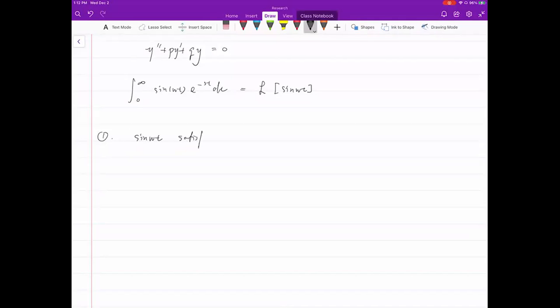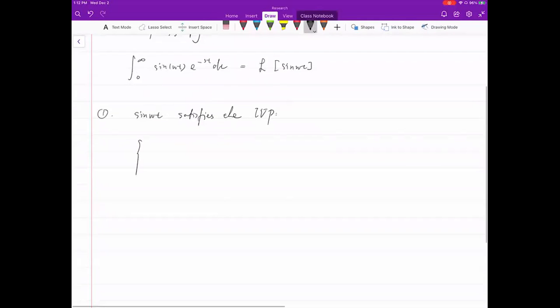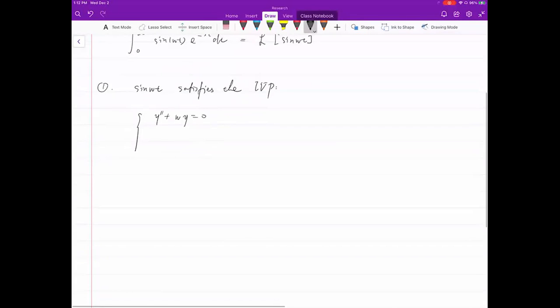satisfies the initial value problem, that is y prime prime plus omega squared y equals 0. We know both sine and cosine satisfy this differential equation, so the difference between them will be the initial condition. This will work for sine, and this will work for cosine. Same equation, different initial conditions.